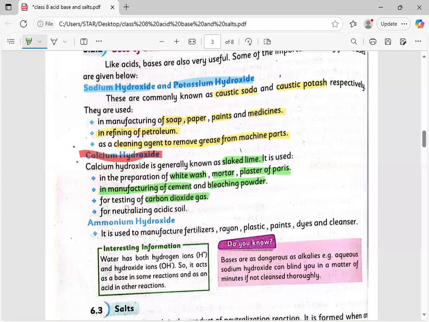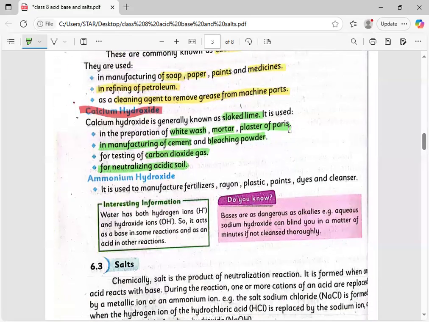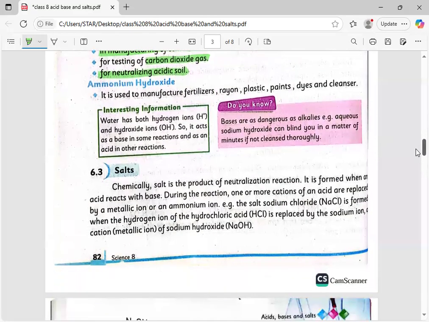Last is neutralizing acidic soil. Whenever acid rain affects the soil and soil components of our environment, calcium hydroxide can also be used to neutralize the acidic soil and make it feasible for the growth of our crops in the field.